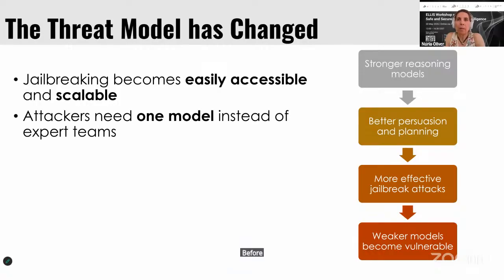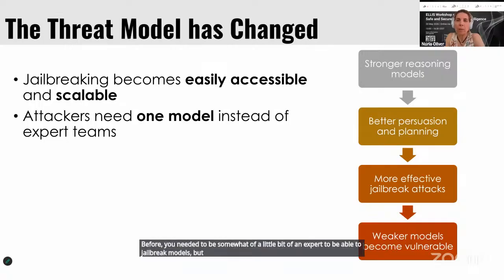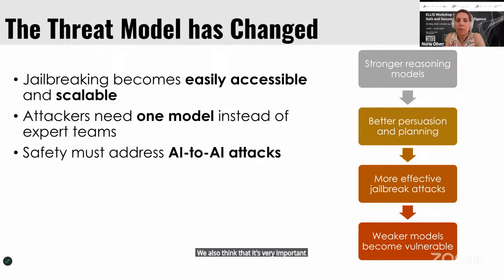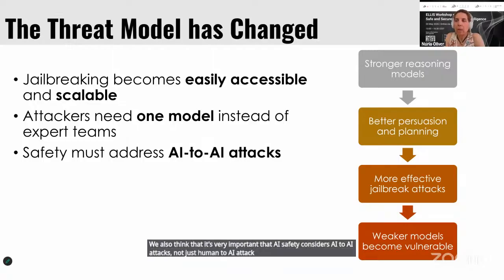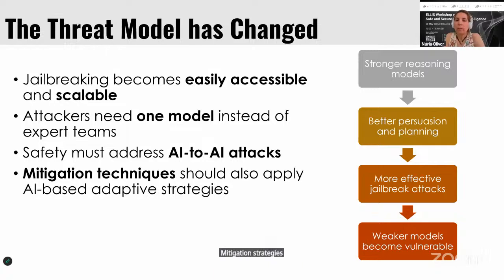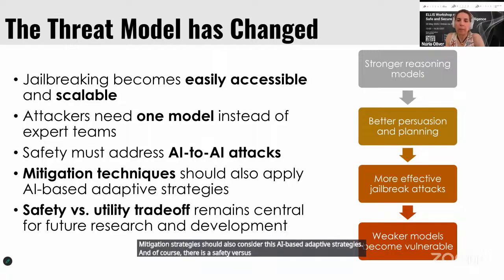Before, you needed to be somewhat of an expert to be able to jailbreak models, but right now all you need is just one reasoning model instead of having teams of experts. We also think that it's very important that AI safety considers AI-to-AI attacks, not just human-to-AI attacks, including multi-turn conversations. Mitigation strategies should also consider these AI-based adaptive strategies. And of course, there is a safety versus utility trade-off that is key in the context of AI development.